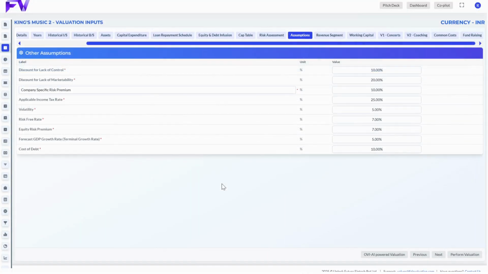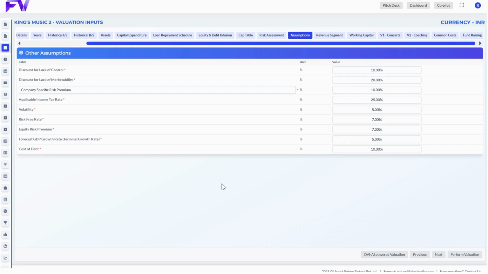Other assumptions. This section covers essential financial risk and valuation assumptions, including discount for lack of control and marketability, which are adjustments for liquidity and ownership factors. Company-specific risk premium, which reflects unique business risks. This input is editable. You can choose to add your own risk premium.